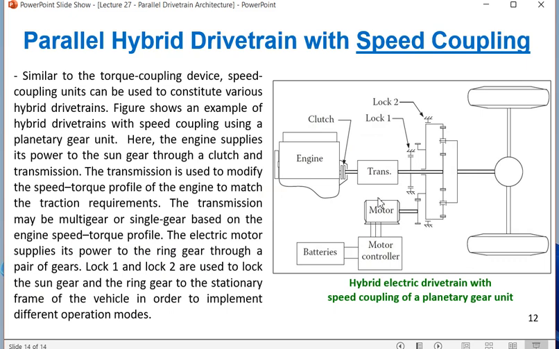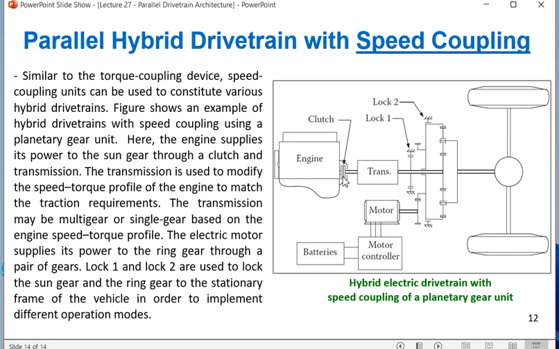So hybrid electric drivetrain with speed coupling of a planetary gear unit, this can be asked for a 5 marks question. You can draw a block diagram, but yes, this lock 1, lock 2 and this planetary gear system you have to draw properly, because that is the only new thing here in speed coupling. Other things are very easy. So this clutch also you can just show by a small block diagram. You don't have to draw like this.